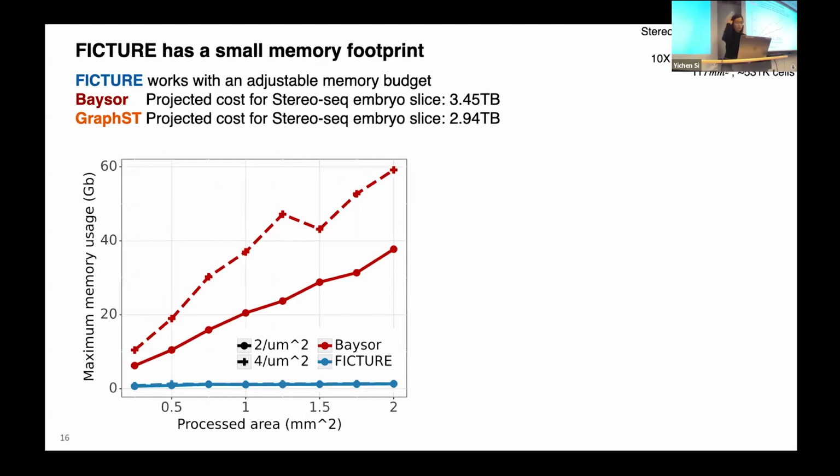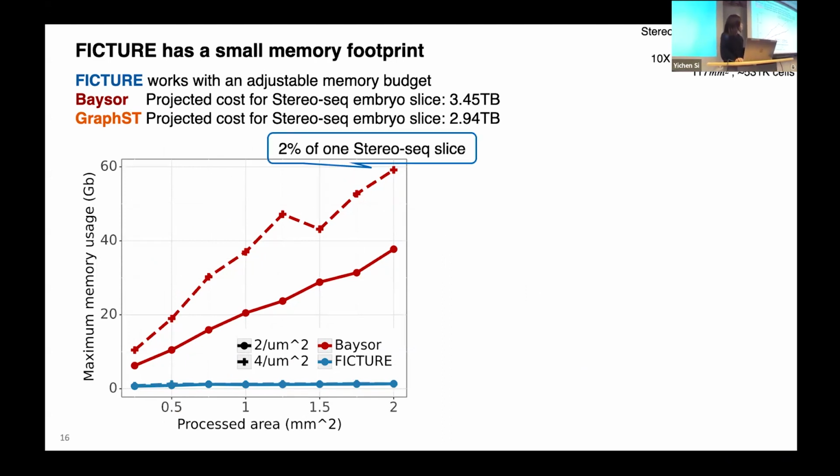So we perform similarly with FICTURE in terms of accuracy, but the biggest advantage is FICTURE is a lightweight and very scalable method. So here I'm showing the memory requirement for analysis. FICTURE works at a fixed memory budget. FICTURE's memory scales linearly with the number of transcripts. And here, even in the largest simulation, it's only 2% of one slide of the real data.